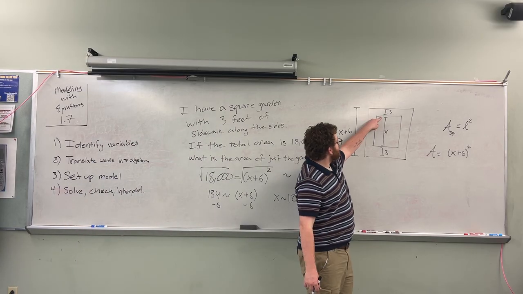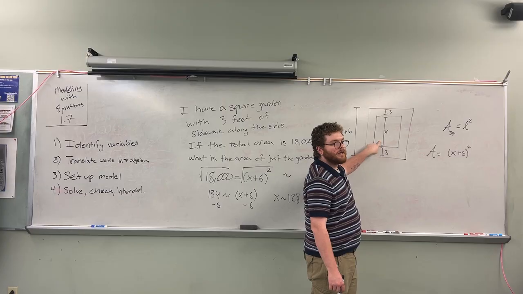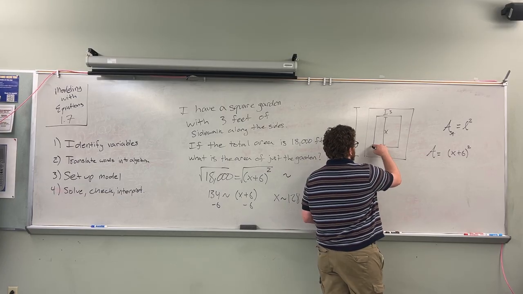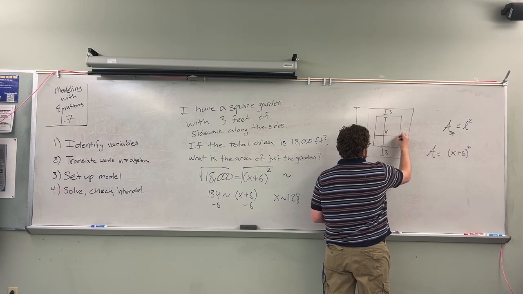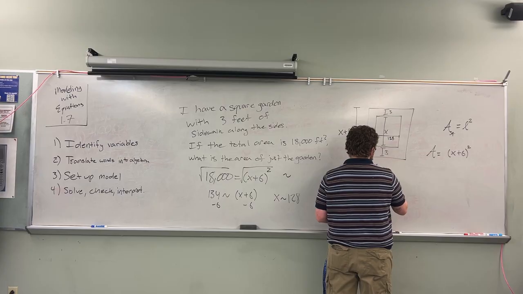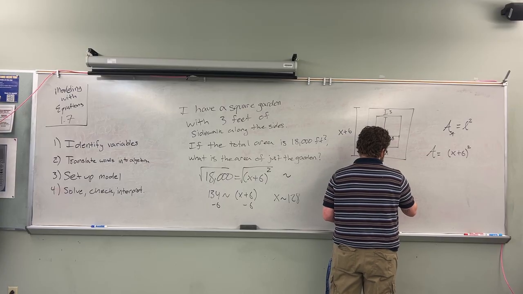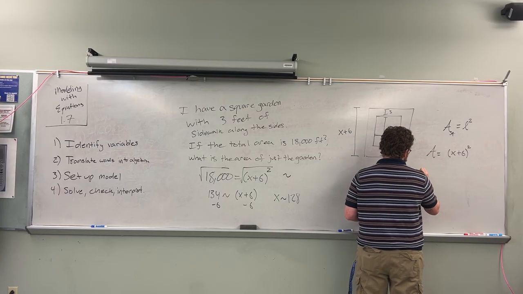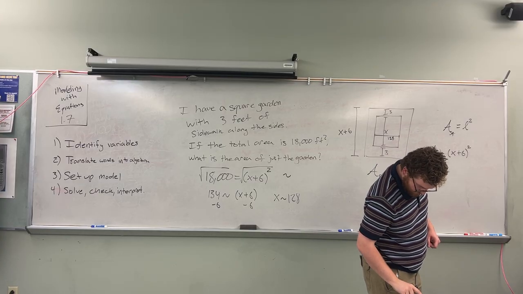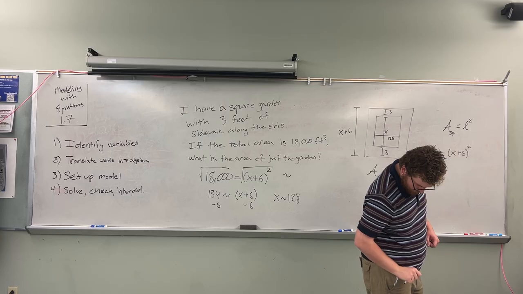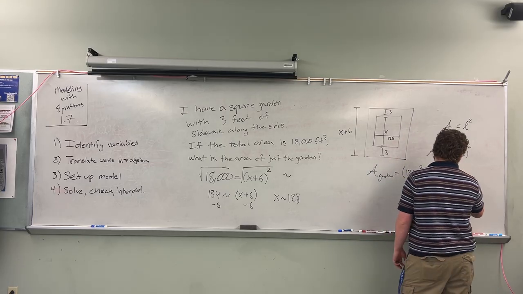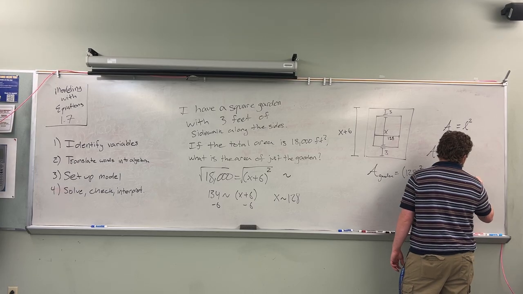So that tells me the length of the garden, but what about the area of the garden? Well, if this is 128 and this is 128 because it's a square garden, then the area of the garden equals 128 squared, which is 16,384 square feet.